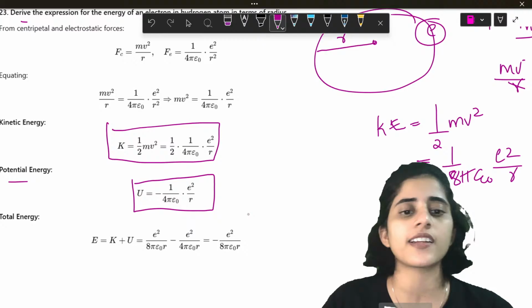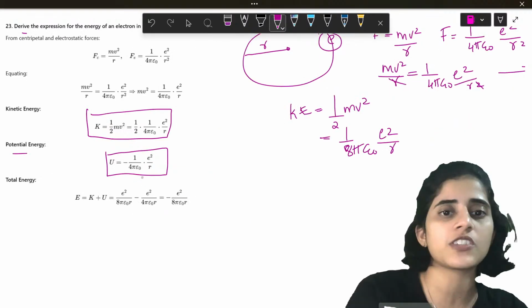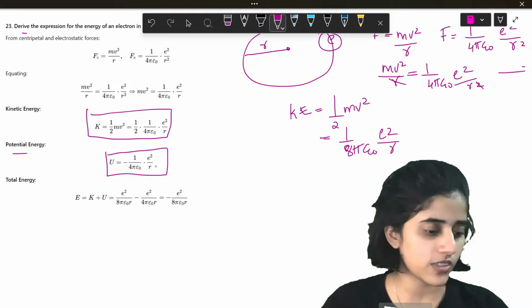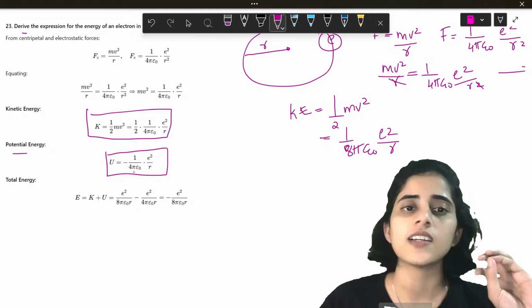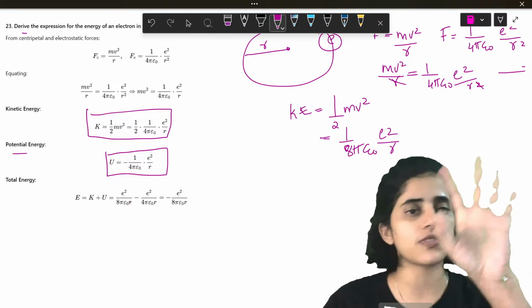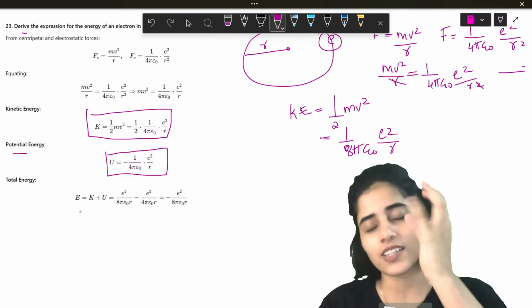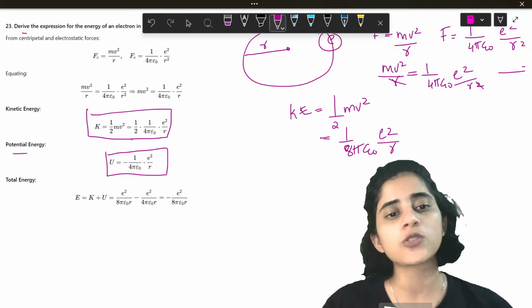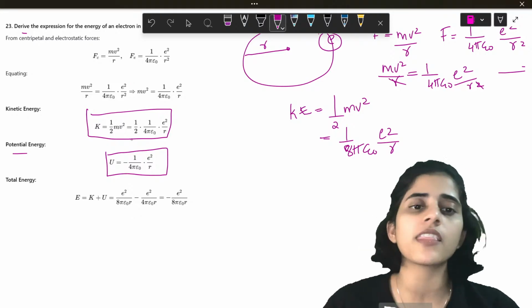For potential energy, there's actually one derivation which I have not put here. Okay. You can refer to your books. There is a derivation. Otherwise, you can just remember it as minus of F, but it's not right. It's just a trick to remember. Now, total energy is what? Kinetic plus potential. You just add the two. Is it clear?